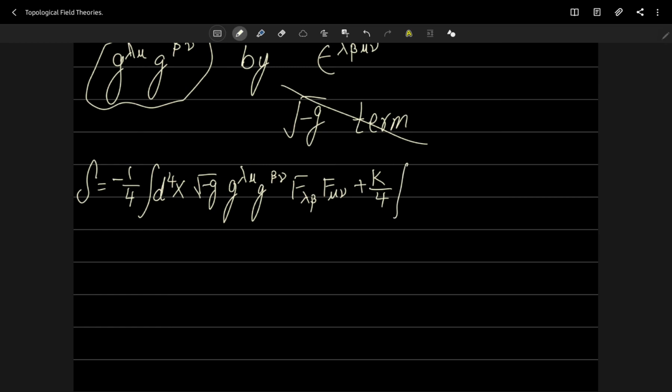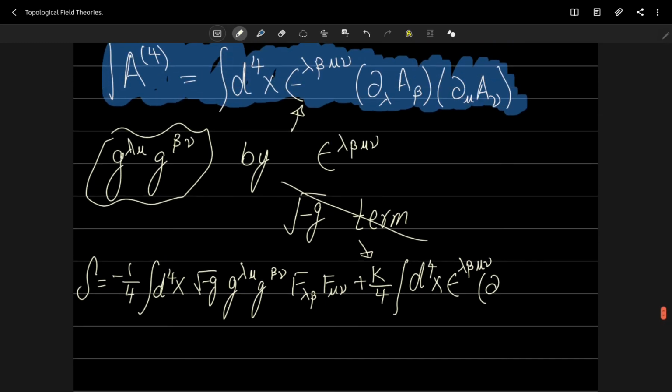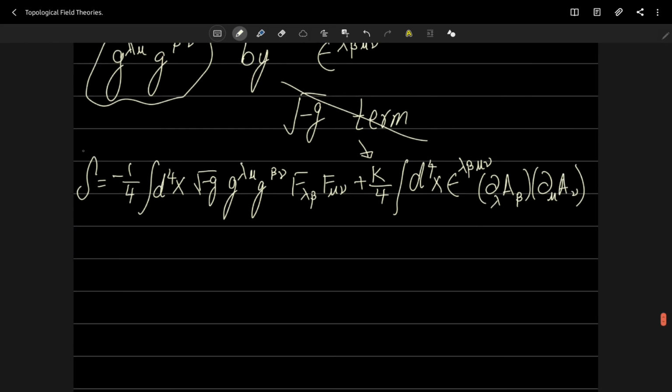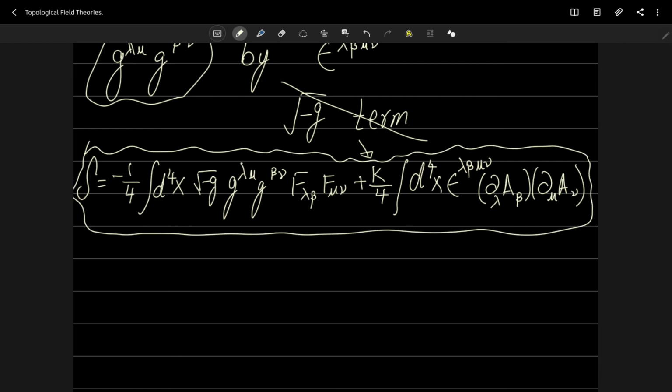This thing over here that I wrote is your weight factor for these terms. That is the integral of d4x epsilon lambda beta mu nu times partial lambda a beta times partial mu a nu. And so this is your overall Lagrange action.